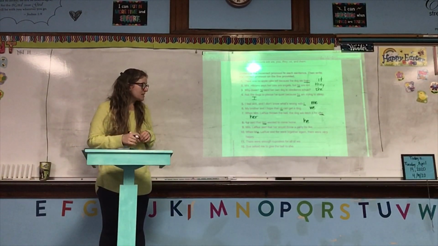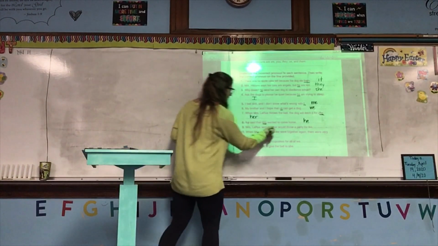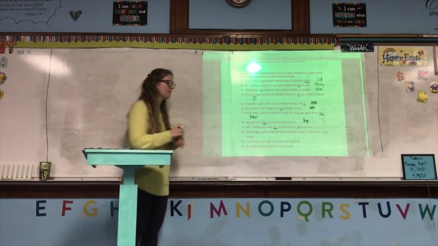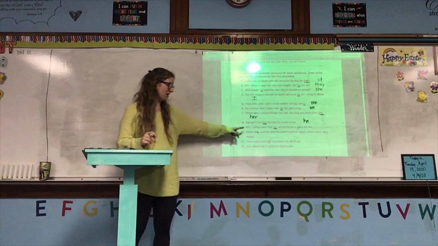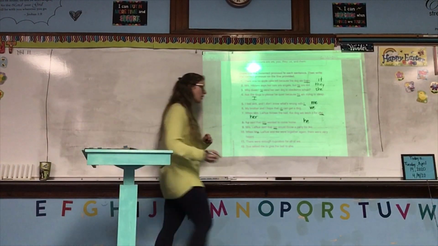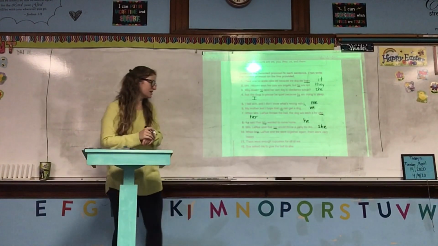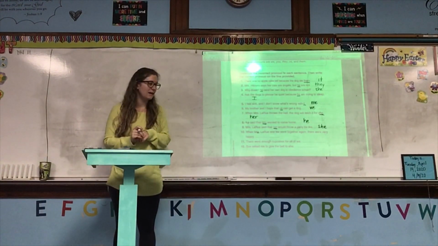Now number 9, Mrs. LaRue said that her would throw a party for Ike. Again, we've got that random her, so we have to use the other form because we are talking about Mrs. LaRue, who is a woman. So that means we need to replace her with she, so that the sentence says, Mrs. LaRue said that she would throw a party for Ike.